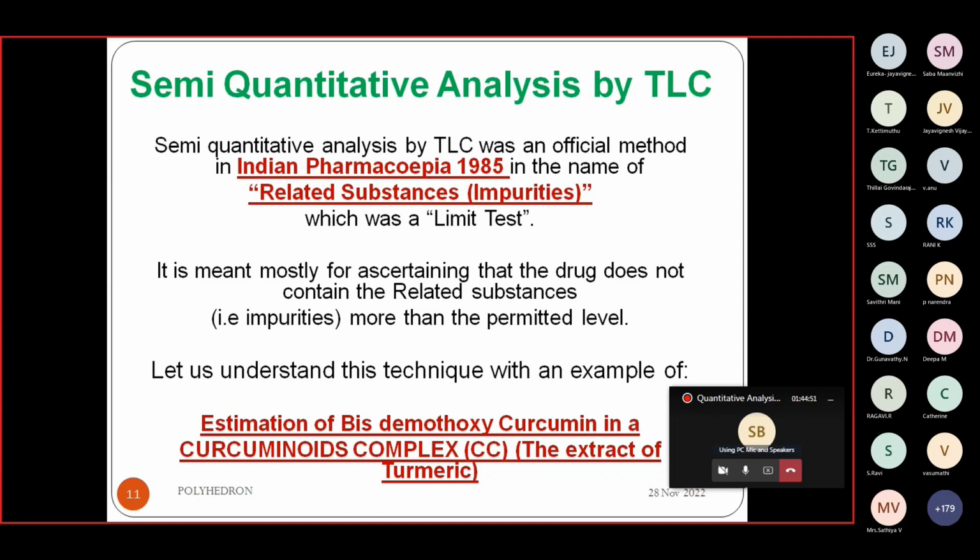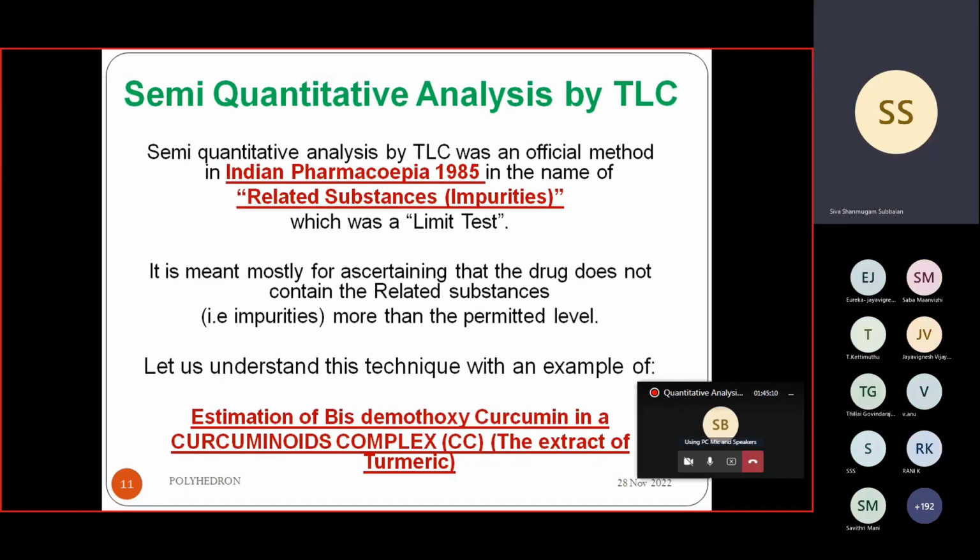Okay, now I'm taking semi-quantitative analysis by TLC. Semi-quantitative analysis by TLC was an official method in the Indian Pharmacopoeia of the 1985 version. I don't know whether it is still an official method or not, but it was an official method in the 1966 version as well as the 1985 version. Normally it is given as a procedure under related substances, which was a limit test. In this official method of the Indian Pharmacopoeia, it is normally used to detect related impurities present in an API or bulk drug, to understand if a particular impurity is present beyond a level or not.